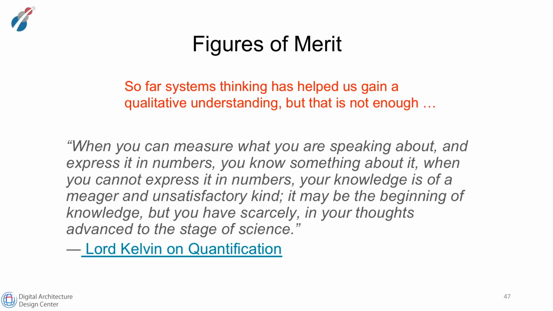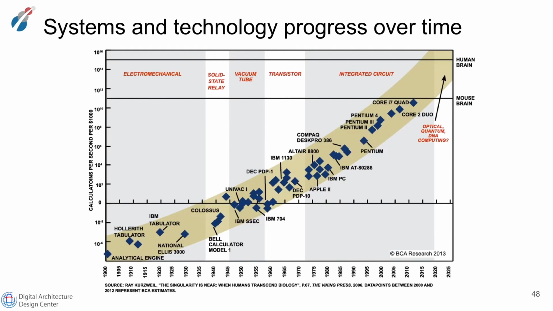And basically what Lord Kelvin is saying in this quote is that unless you can quantify what you're observing about a phenomenon or what you're observing about systems, if you cannot quantify the phenomenon that you're interested in, you may have some knowledge, but the knowledge is of a meager and unsatisfactory kind. And so understanding systems both logically, qualitatively, and quantitatively is very important. And the way we do that is to use figures of merit. And so I want to give you an example of figures of merit.